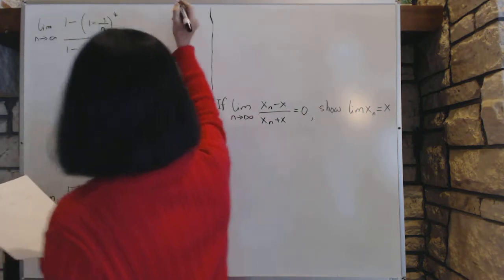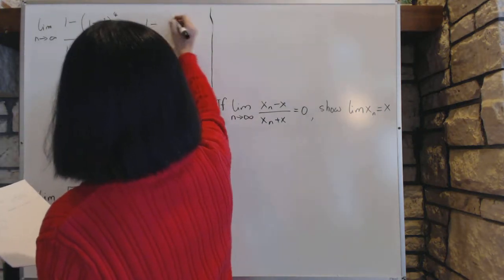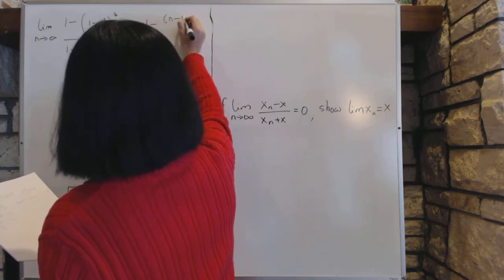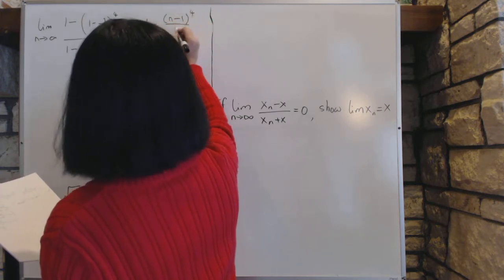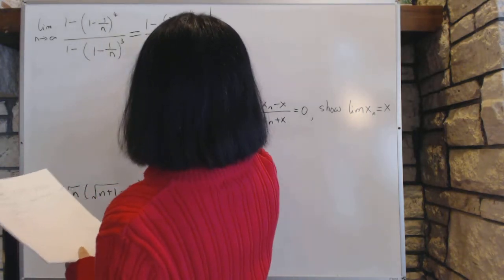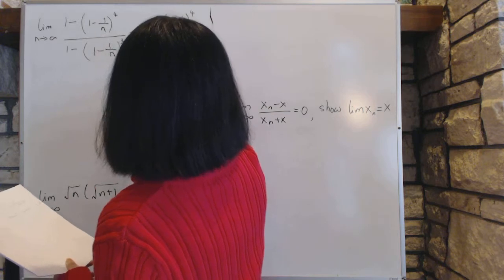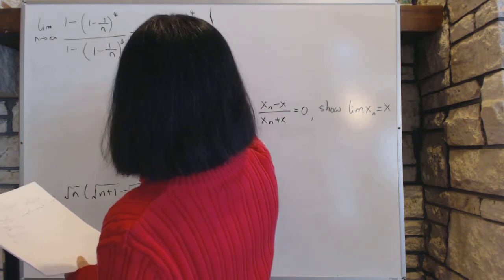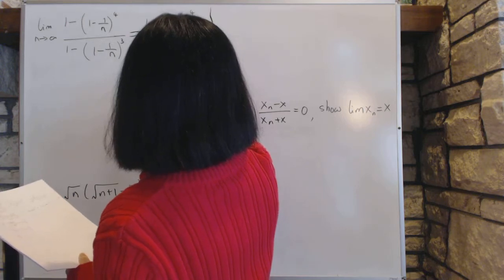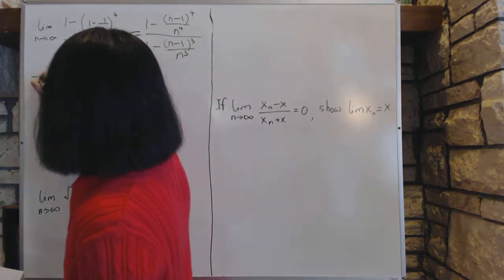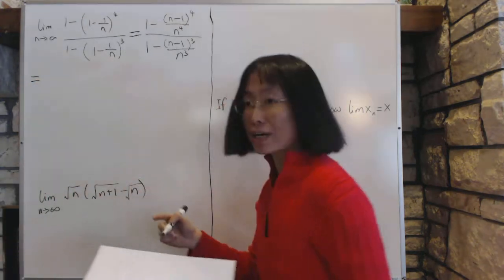On the top, we have 1 minus, I'll write it individually, (n minus 1) to the power 4 over n to the power 4. I'm just splitting up the fractions and the powers. And similarly, on the bottom, we have 1 minus (n minus 1) cubed divided by n to the power 3. All right? And the next thing we're going to do is fix the fractions.